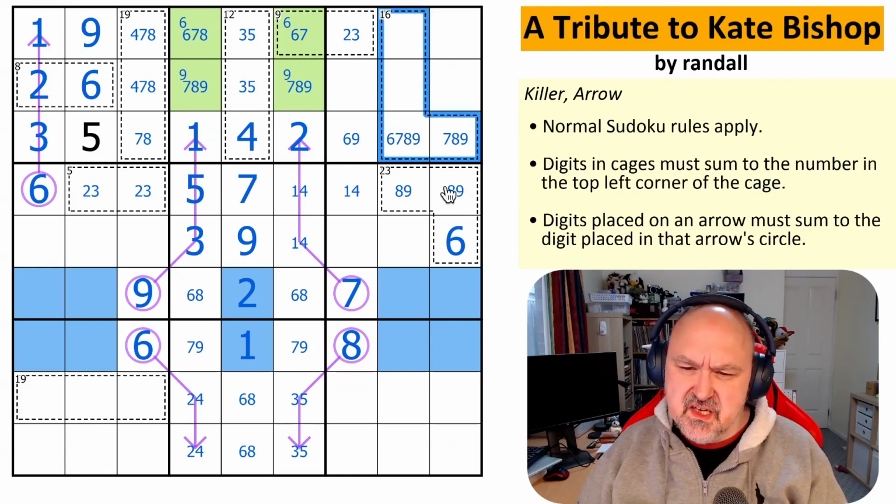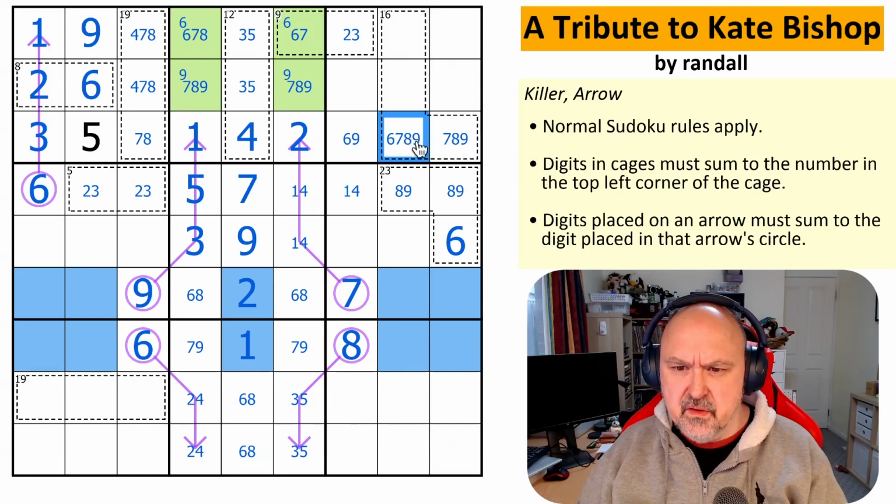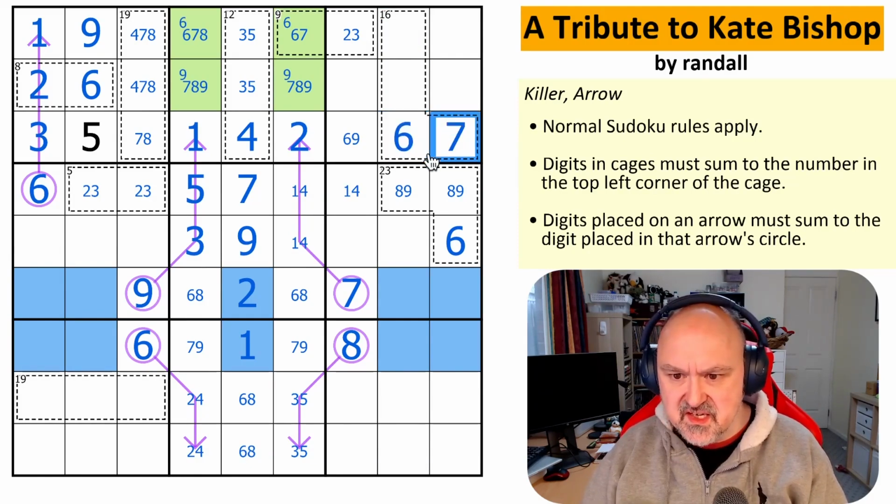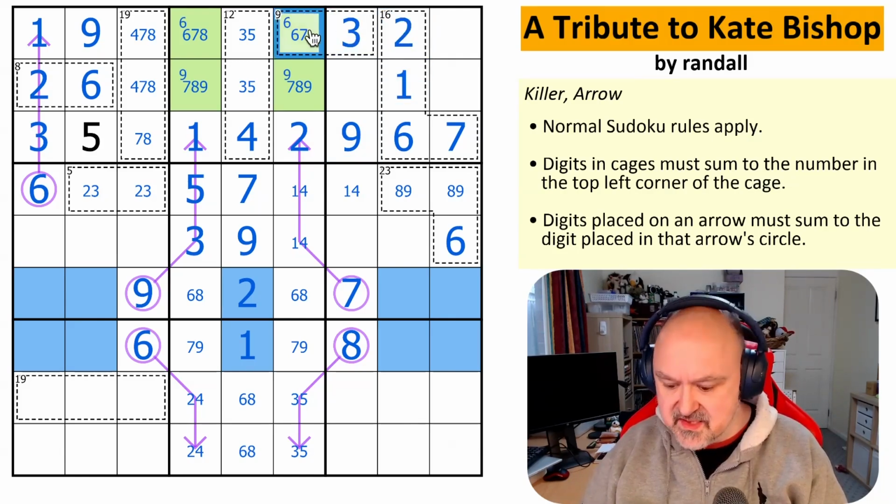But this is a 16 cage. Which the minimum I can put in here is 13. So if this is 6, 7, this would be 1, 2. And if this is even 6, 8, which is 14, this would have to be 1, 1, which is blatantly stupid. This has to be 6, 7. This is 6, this is 7, this is 9, and these are 1 and 2, and the order is known. This is 2, this is 1, this is 3, which makes this 6.